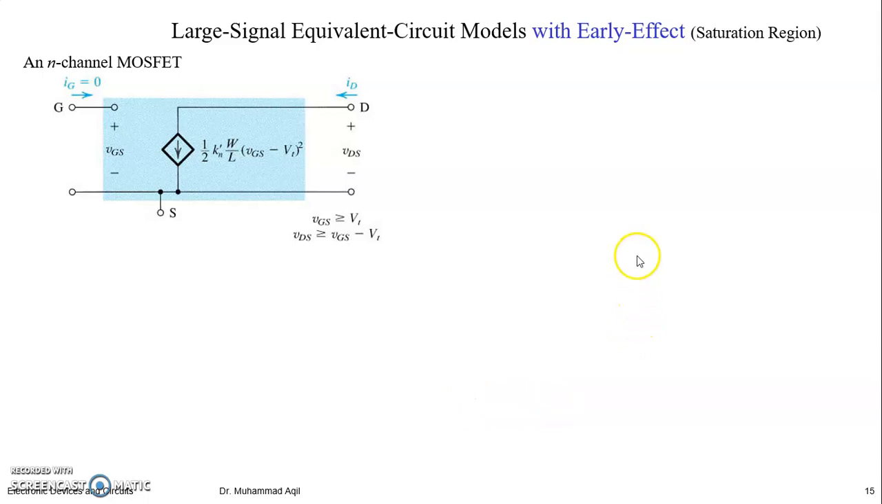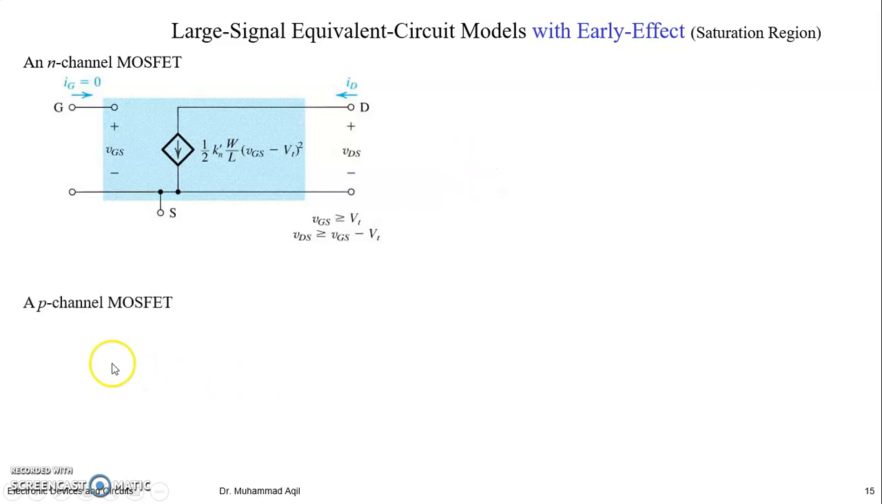You are studying the large signal equivalent circuit models with early effect. Obviously, these large signal models are introduced to work only in the saturation region, right? Likewise, BJT transistors have large signal models defined for the active region only. Okay, so this is the NMOS large signal model without early effect introduced in previous slides.